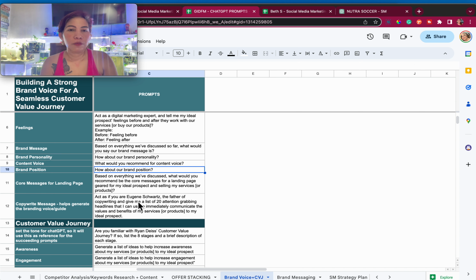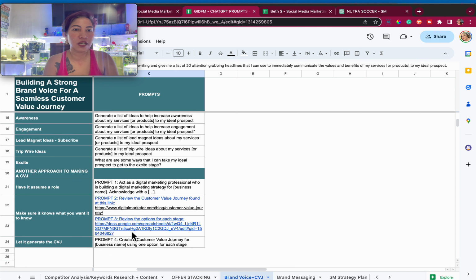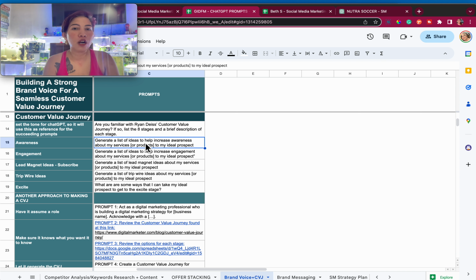Okay, if you want to know the brand position, the core message, if you're doing a landing page, you use this prompt. If it's copywriting for a message, and if you are going to do posts already and the customers are still in the awareness stage, like for startup businesses, this is the prompt to ask.